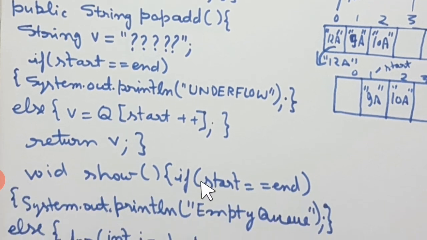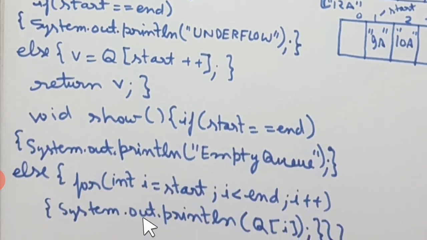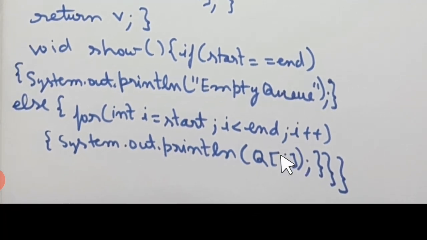If start equal to end, then System.out.println empty queue. Else for int i equal to start, i less than end, means from start to less than end, this loop is going to work. i plus plus, then System.out.println Q of i will be printed. So students, that was the basic idea of this program and the code of this program.